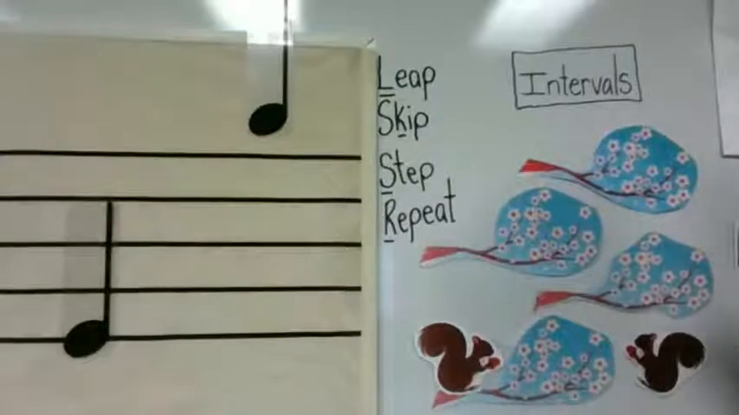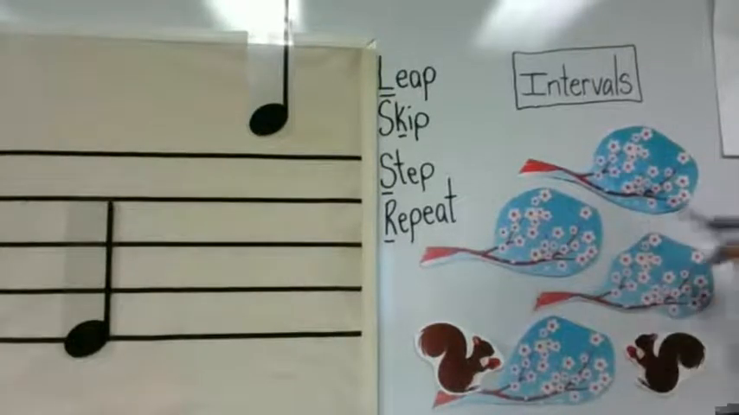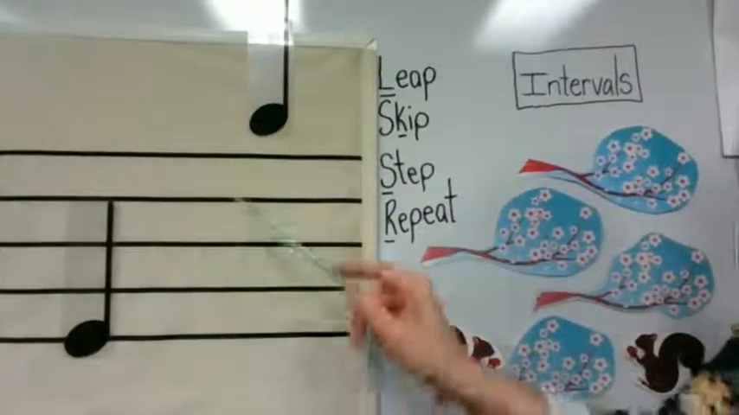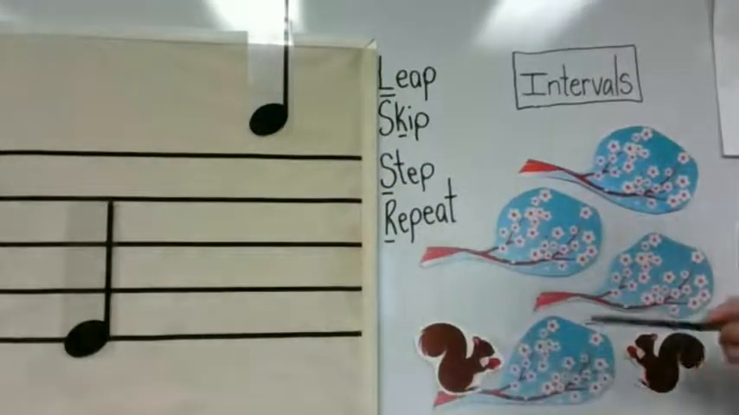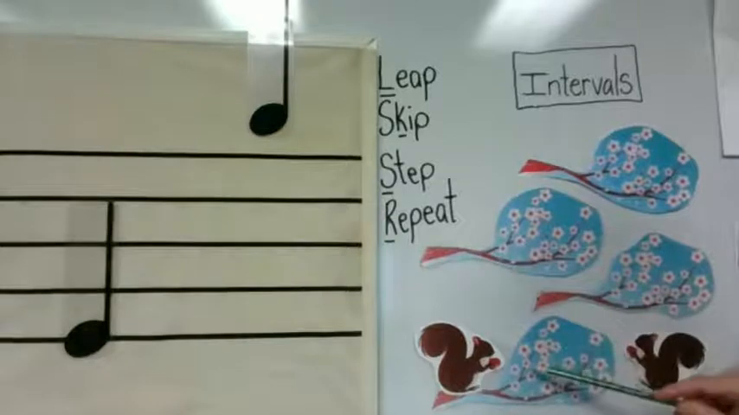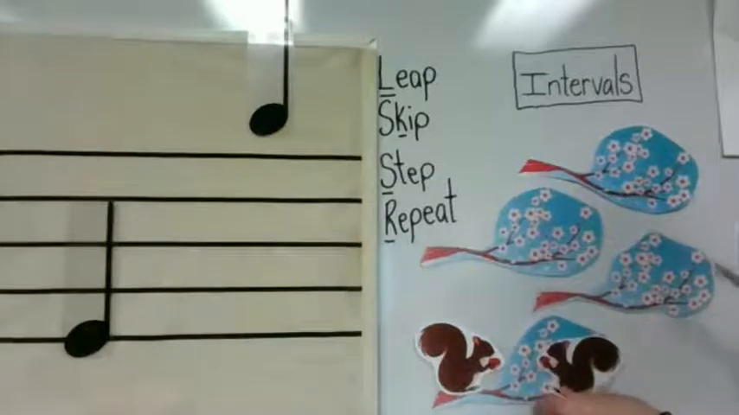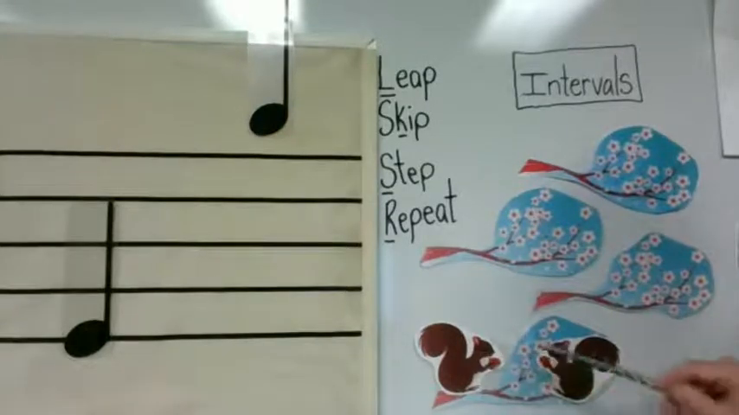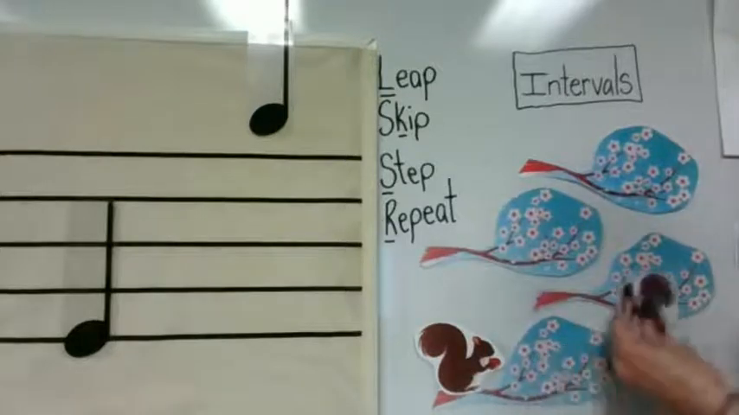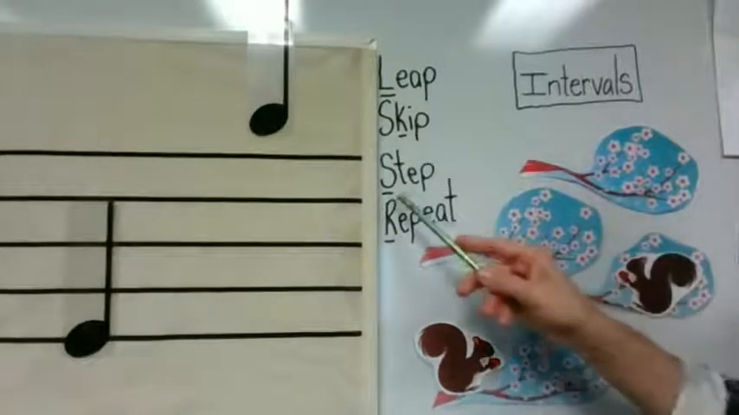So I want to talk about how your squirrel intervals relate to writing music on a staff. You're going to now work with four different intervals. The bottom one, repeat, where the squirrel is on the bottom branch, is an interval. We use the letter R to indicate we're hearing a repeat. Then you have step, the next one up.